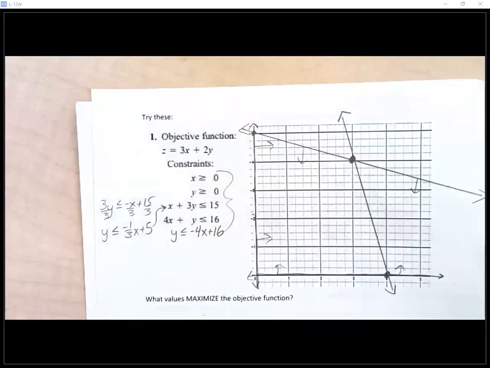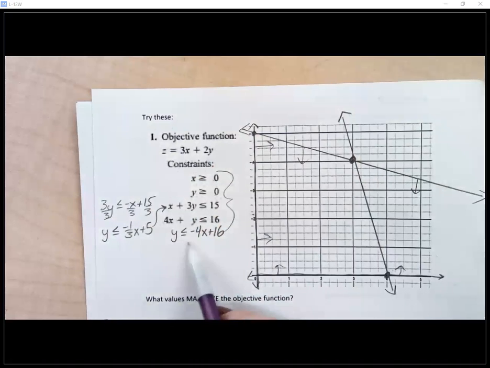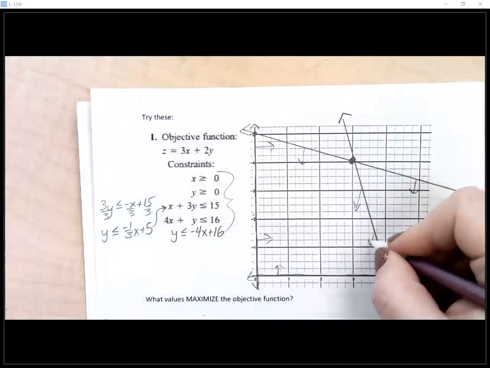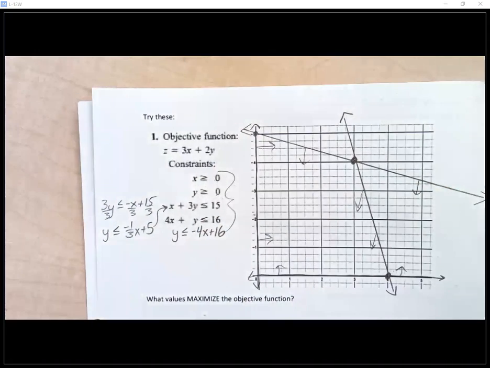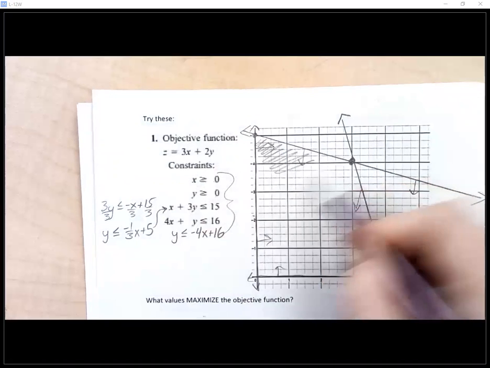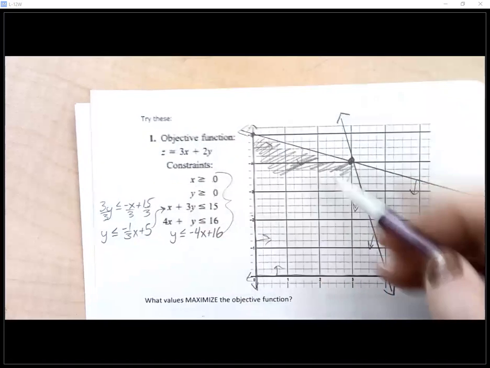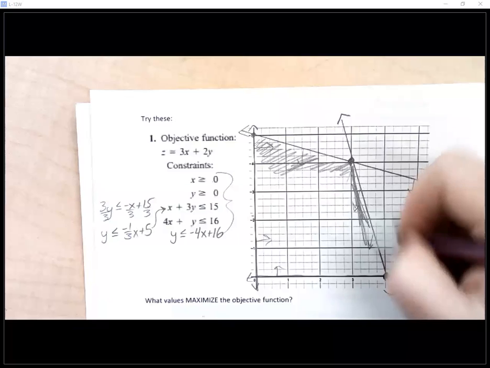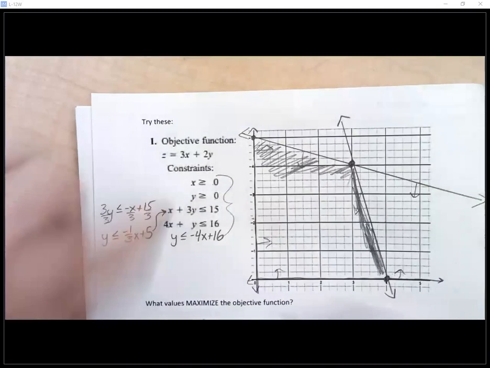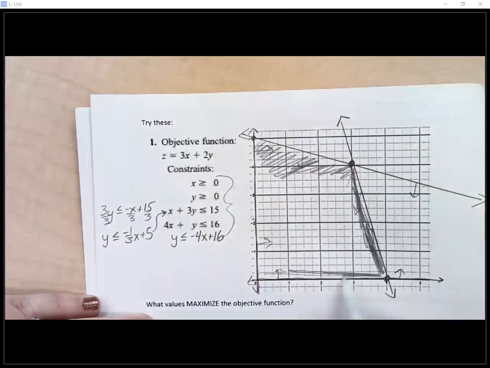And then I ask myself, where do I want to shade for that one? Y is less than, so I want to be below that line. So do you see the feasible region? It's going to be basically this quadrilateral right here. I'm going to take a moment to kind of shade it. And we had x has to be greater than 0 and so does y. So I do have 4 distinct corners here.